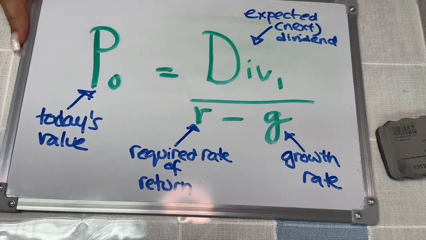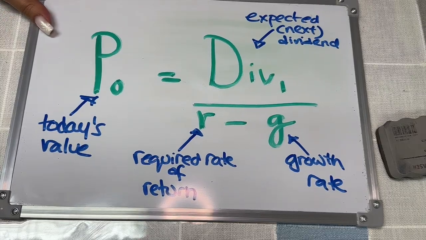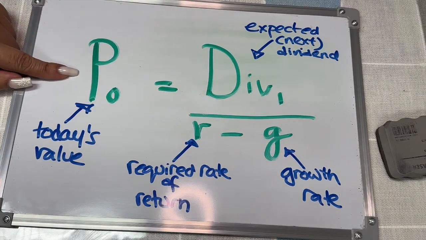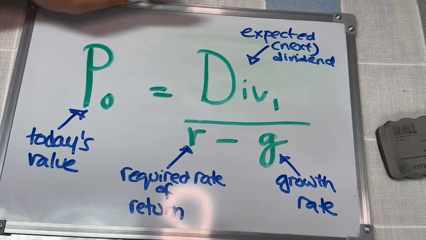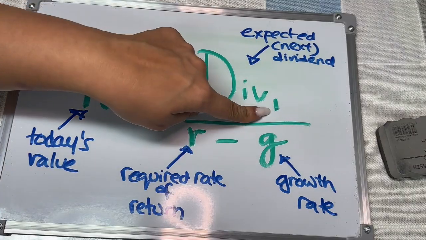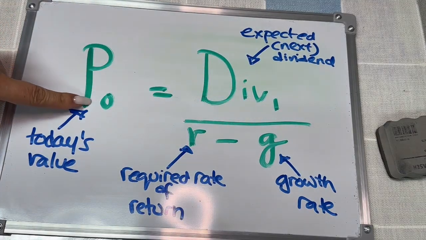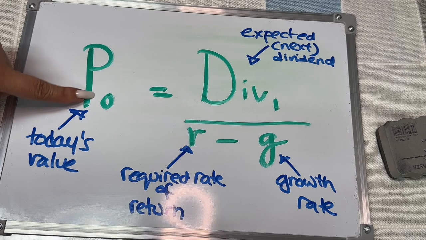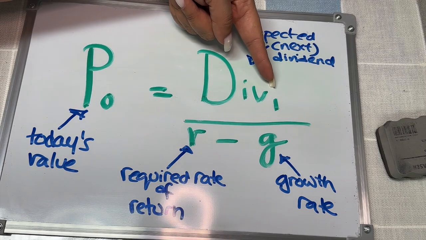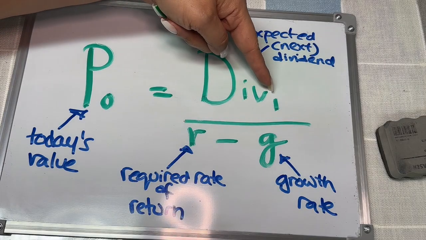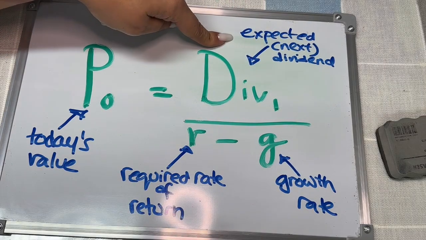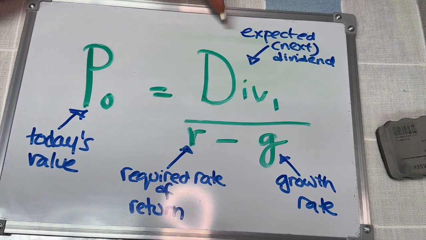What this formula says is that the value today, or the price of the share today, should be based on the future dividends, what we're expecting to get in the future. So notice D1 and P0. That's very important to notice. It's the next year's dividend that's going to give us the price today. So D1 is the expected, or the next, dividend that we're going to receive.